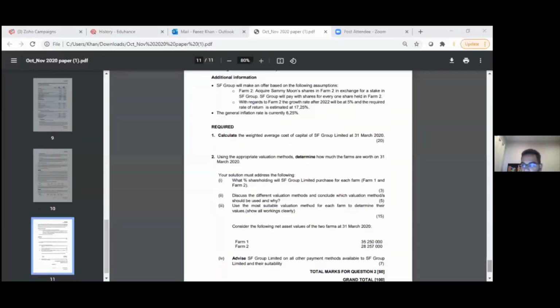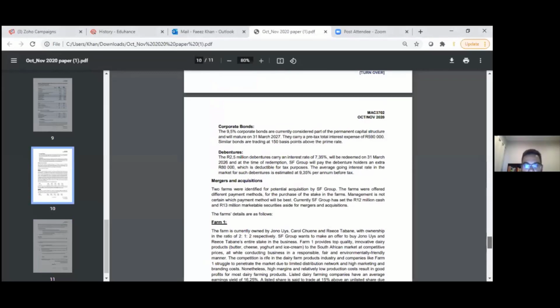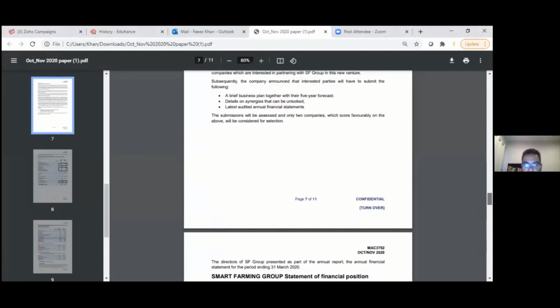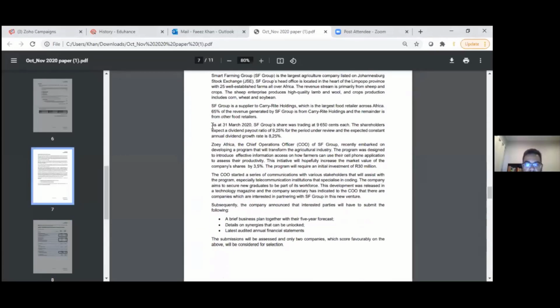So here I'm on the scenario. If I go back right to the top, here is information I can use. So I have a dividend growth rate of 8.25%. So if I go to Excel, I can put in 8.25%.